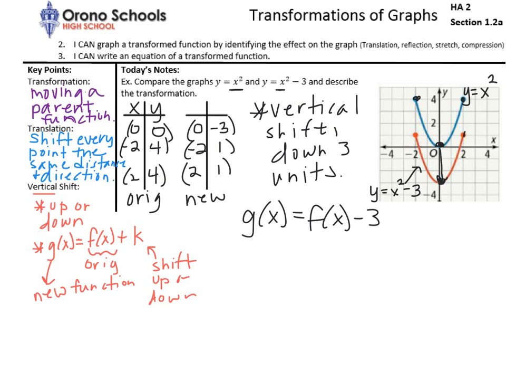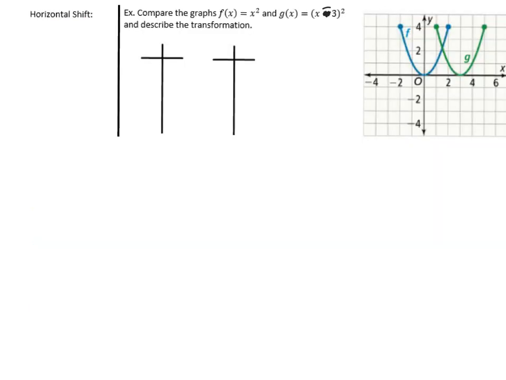Let's try another one. For our next example, please change the g of x function in the equation to x minus 3 squared instead of x plus 3. Otherwise, the picture doesn't match, and then that's not good.